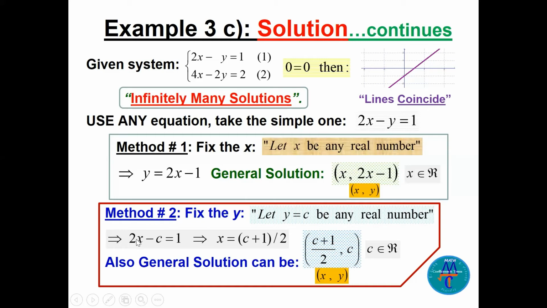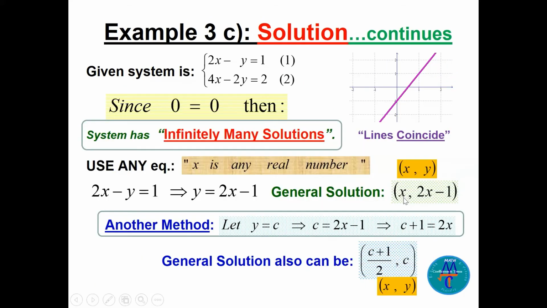So I can solve for x. So x will be c plus 1, all divided by 2. So I can write here x equals (c plus 1) over 2. And then already I have fixed the y and wrote it as c. So c belongs to R. You have to mention that. This is the general solution also.